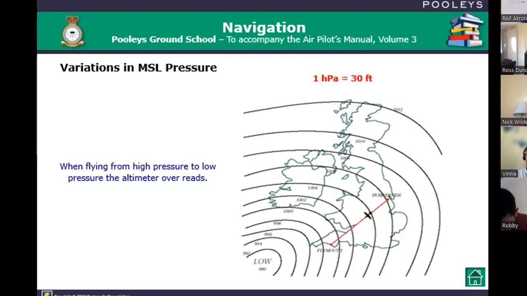If you're flying the other way round, from low pressure to high pressure, that's not quite so bad, because you're actually going to be higher than you really think you are. So you'll think you're at 2,000 feet above sea level, and you're actually going to be, say, 2,100 feet above sea level. So that's the rhyme to remember. Flying from high to low, beware below.